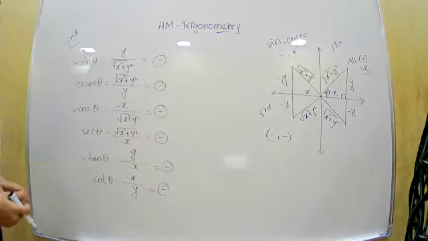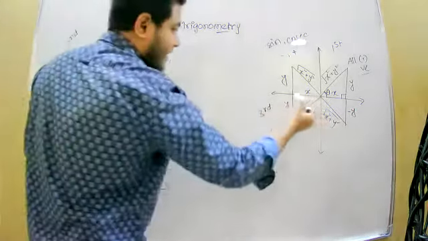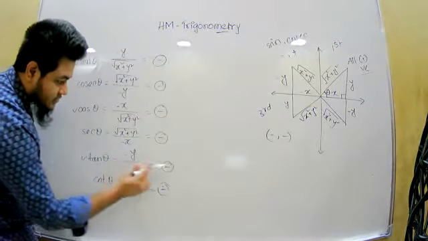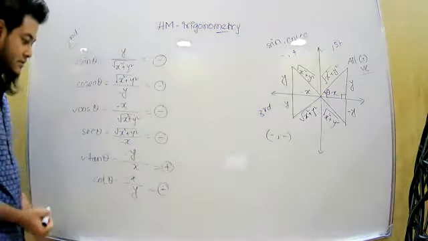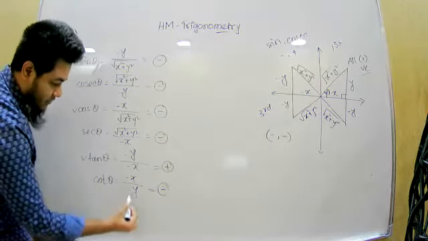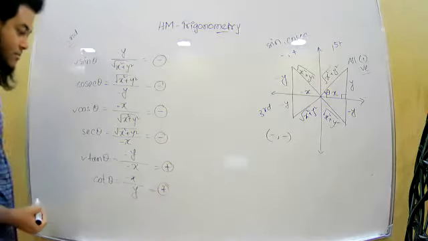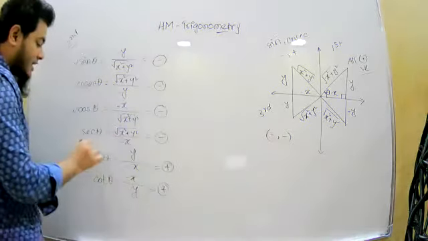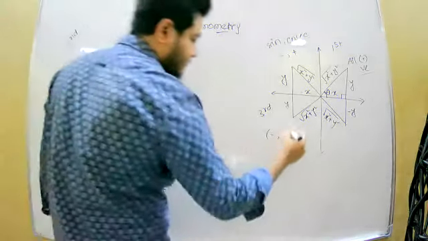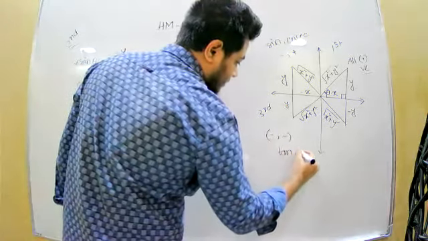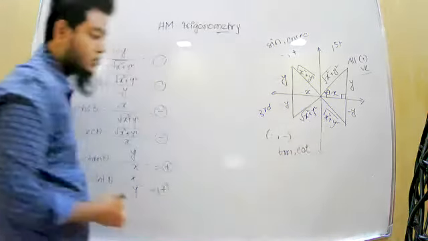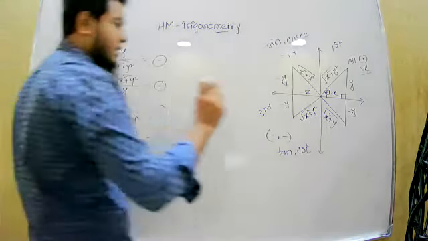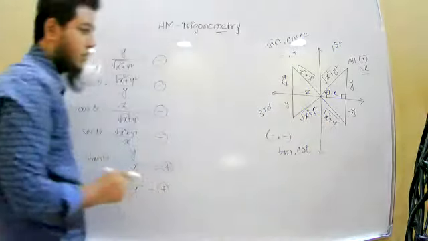But about tan theta, you can see that it is minus y by minus x. Minus minus will cancel each other and it will become plus. Similarly for cot theta, minus minus cancel each other and it becomes plus. So in the third quadrant, tan and cot, these two are positive, all others are negative. Now similarly we can see for the fourth quadrant.